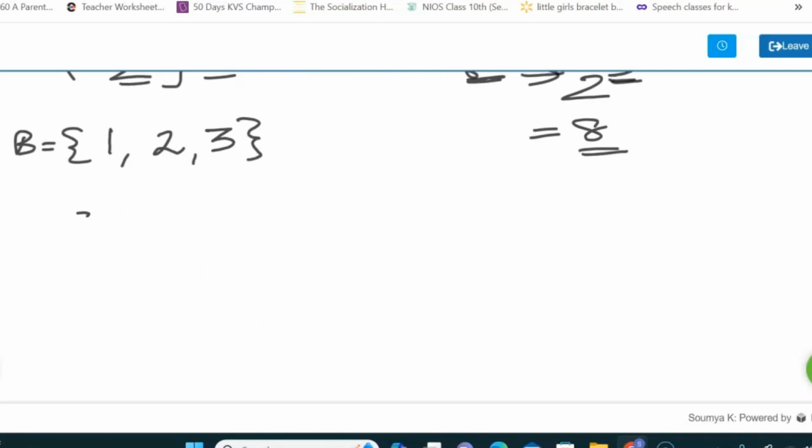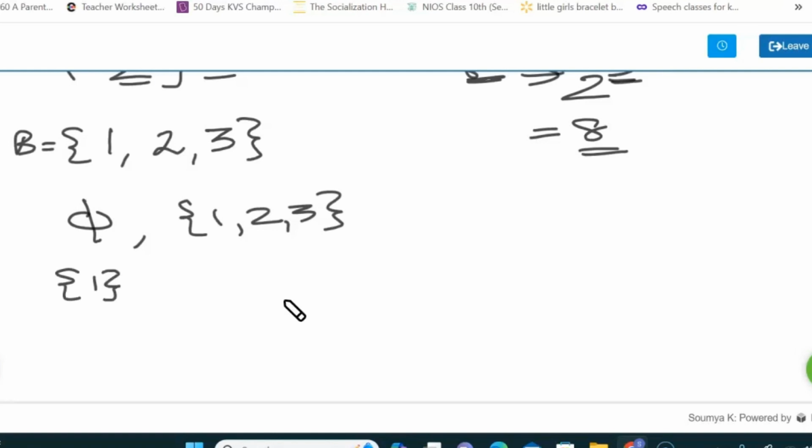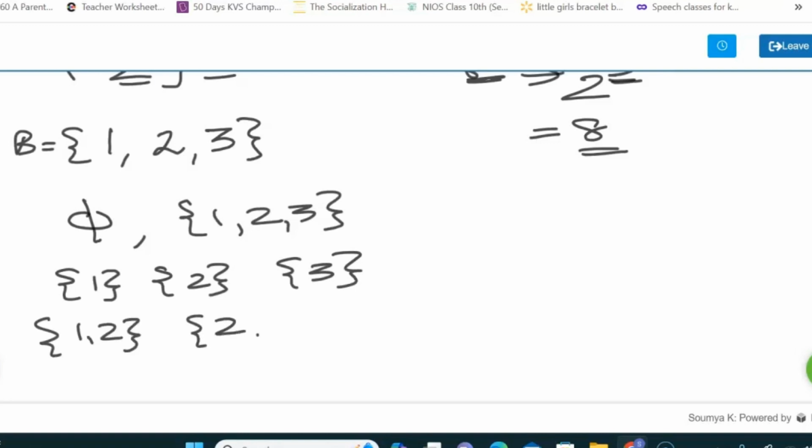First one will be the empty set. Second one will be the original set 1, 2 and 3, all the elements included. Then comes individually 1, 2 and 3 as the elements. Then comes combinations of 2 elements, and 1, 3.